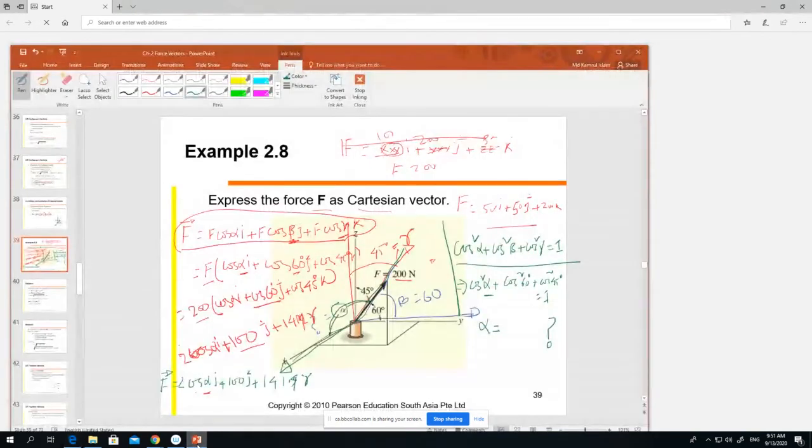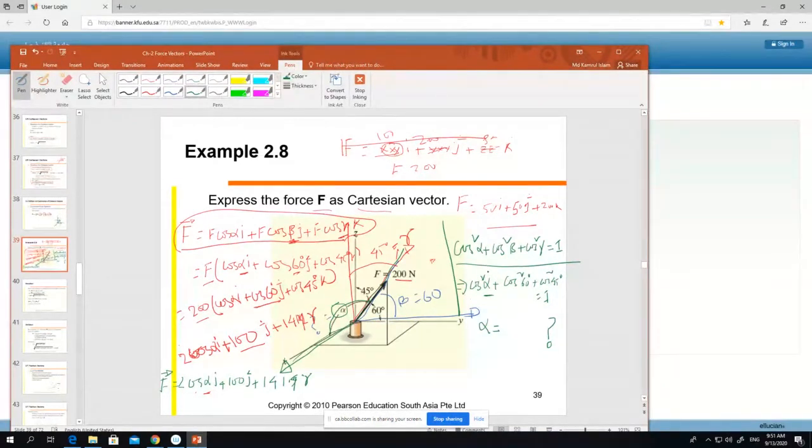Yes, 2. Why 2? The answer is correct, but someone has to tell me why 2. Look here. Here we have a square, right? We are solving for cos alpha, which means alpha will have two values, plus and minus. Now, how much value did you get from there? Tell me.